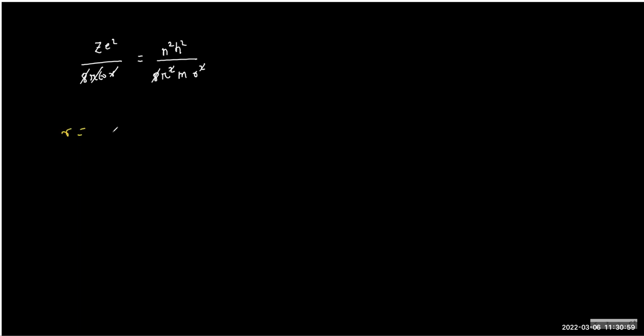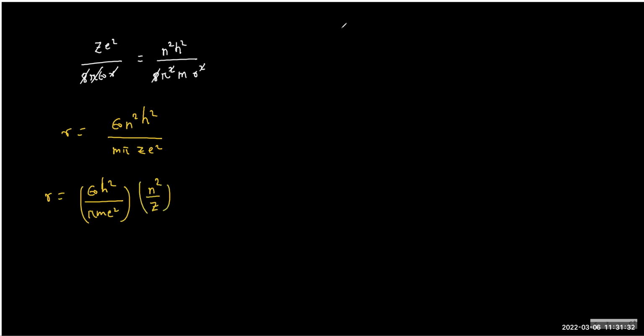So we got R equals to how much? n square h square epsilon naught upon m pi Z e square, right? That's correct. Yeah. So you can write this as epsilon naught h square upon pi m e square whole into n square upon Z. Now that is what we actually look for.